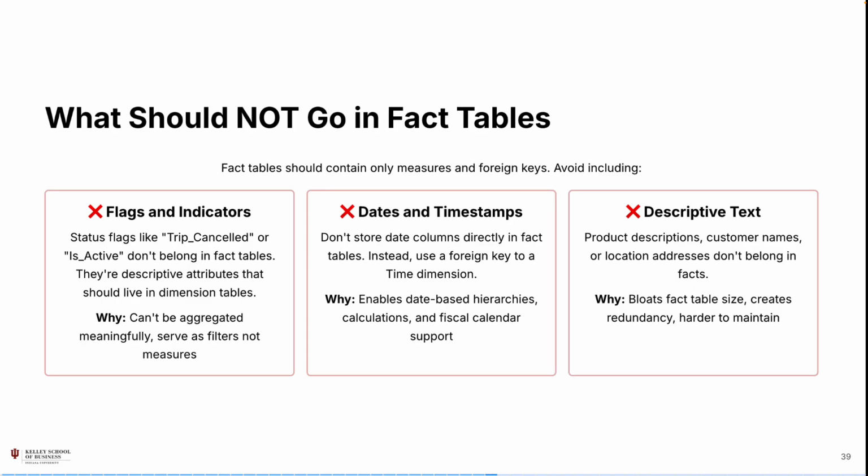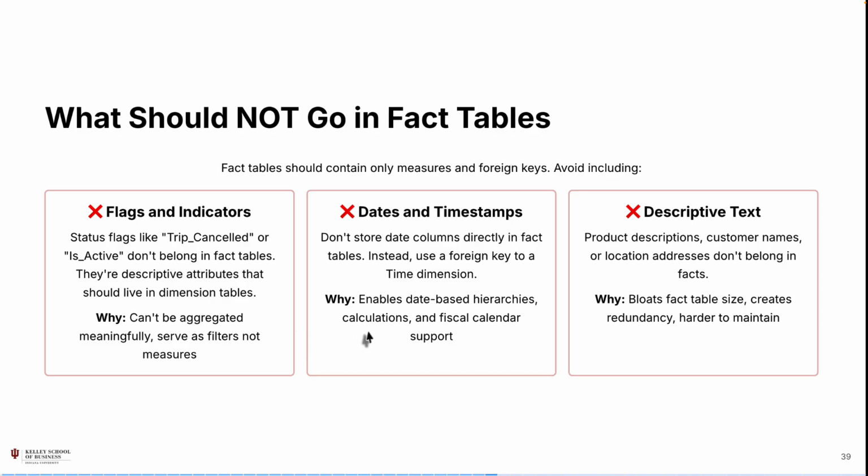So we talked about what can go into a fact table. Now let's talk about what should not go in a fact table. To maintain the purity and the performance of a fact table, only measures and foreign keys should be included. You should avoid flags and indicators, for example, status flags like cancelled or is active. These are descriptive attributes that serve as filters, not measures, and they belong in a dimension table.